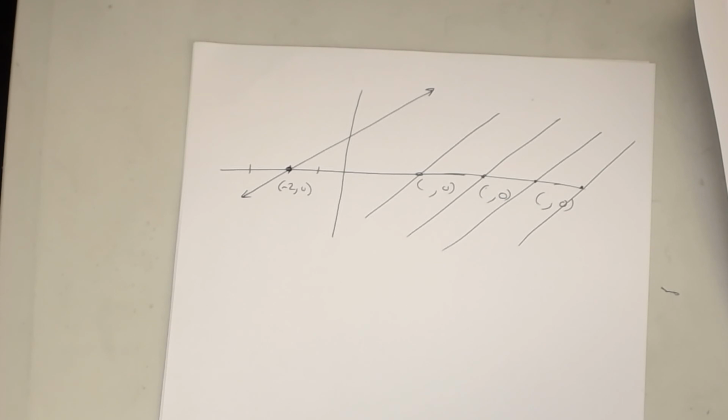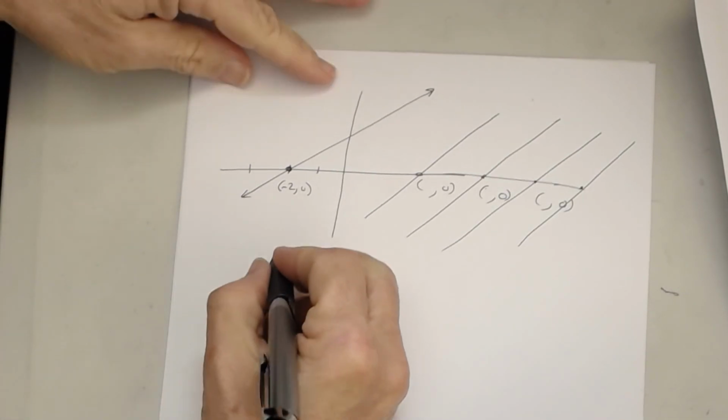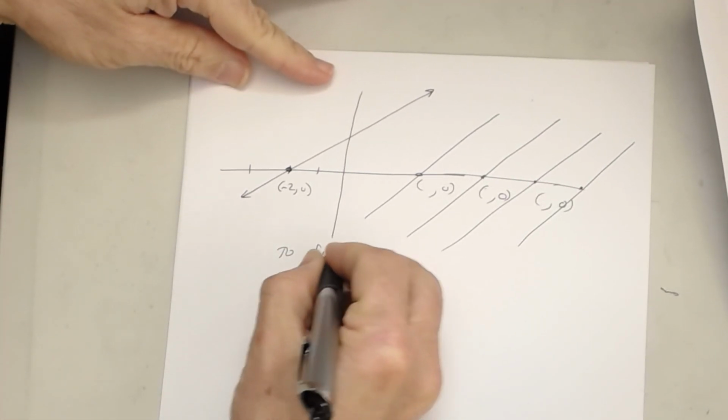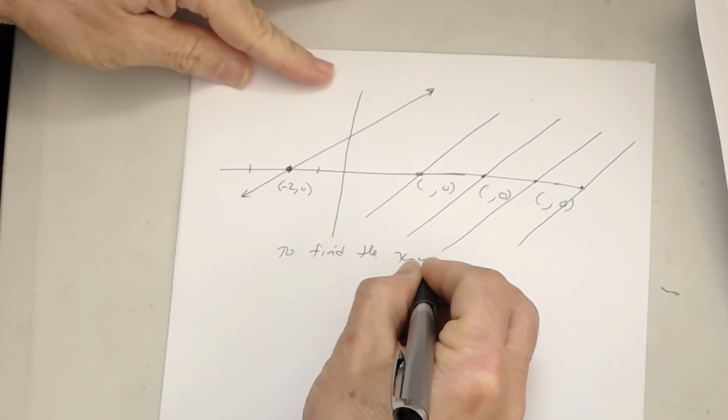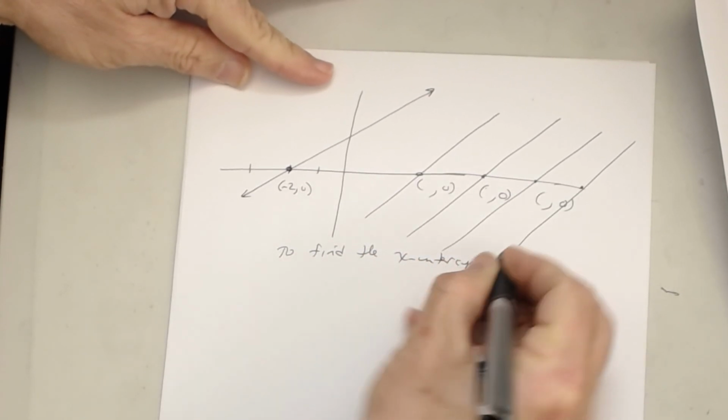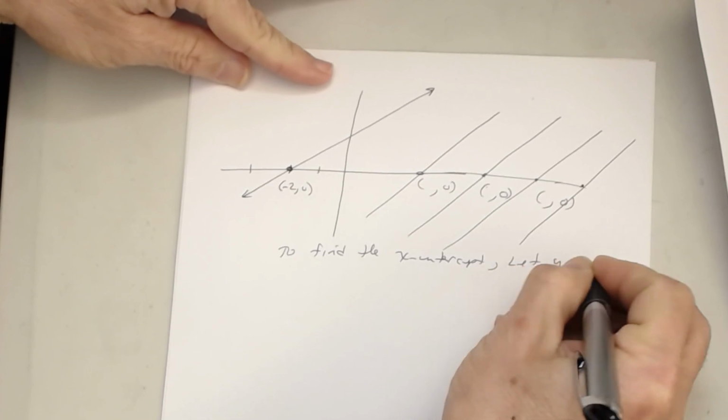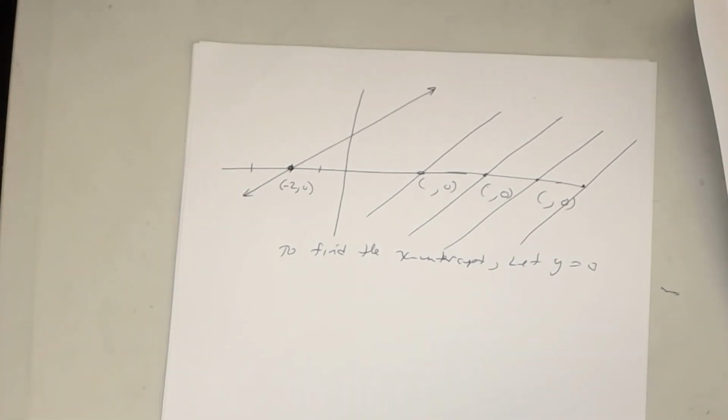So when you find the y-coordinate, given the equation, I'm sorry, when you find the X-intercept, you're going to let y be 0. So to find the X-intercept, you're going to let y equal 0. Because no matter where you are on the x-axis, what is the y-coordinate? 0.